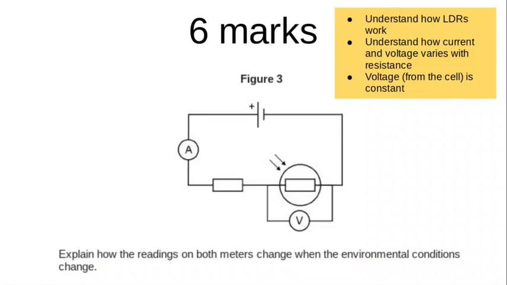Okay, so today I'm going to talk through this 6-mark question. It's part of the electricity topic for GCSE physics in the AQA exam board. And the question is, explain how the readings on both meters in this circuit change when the environmental conditions change.